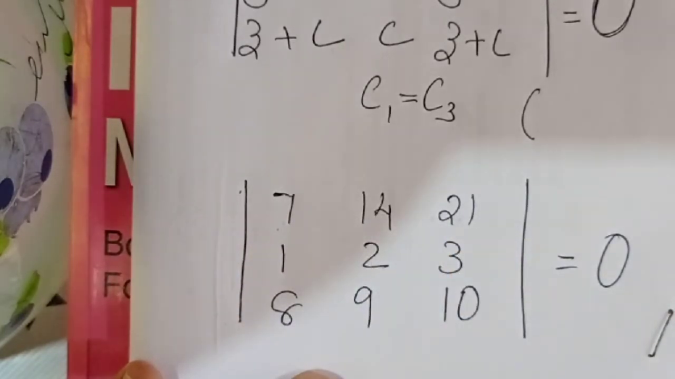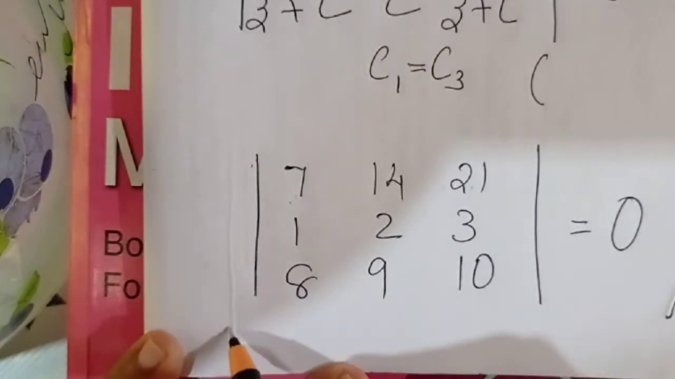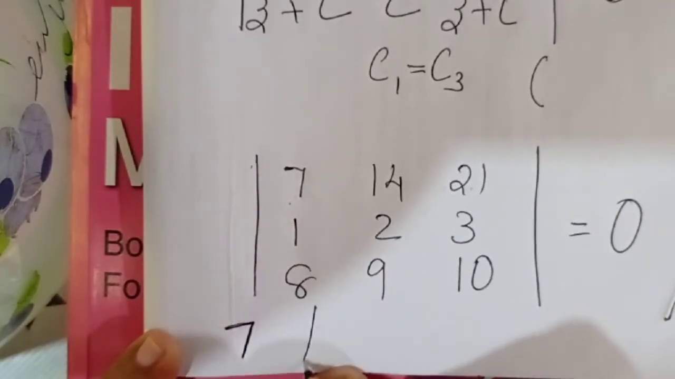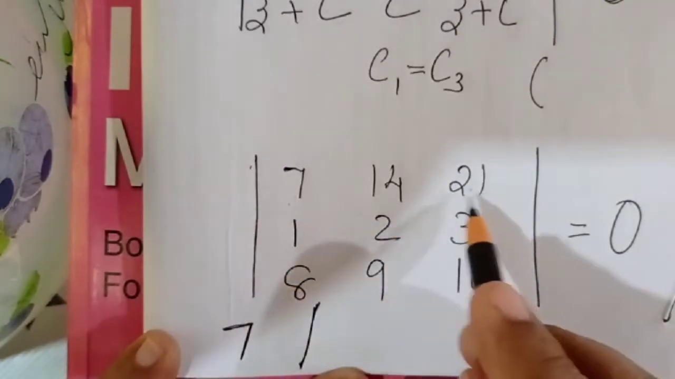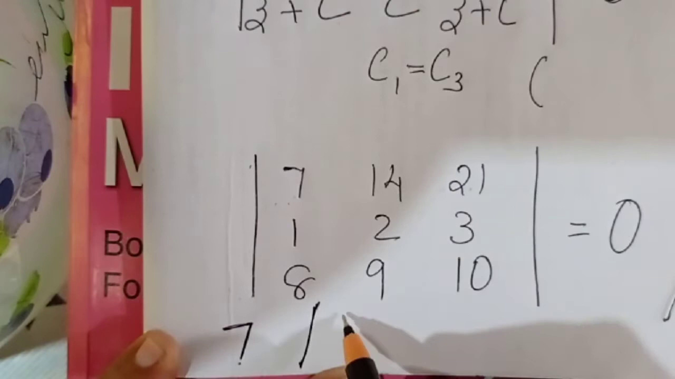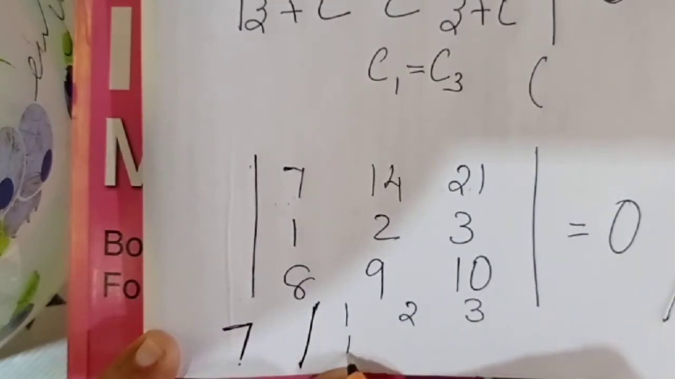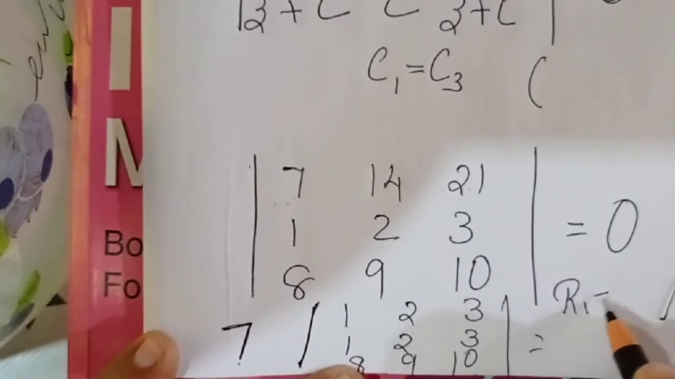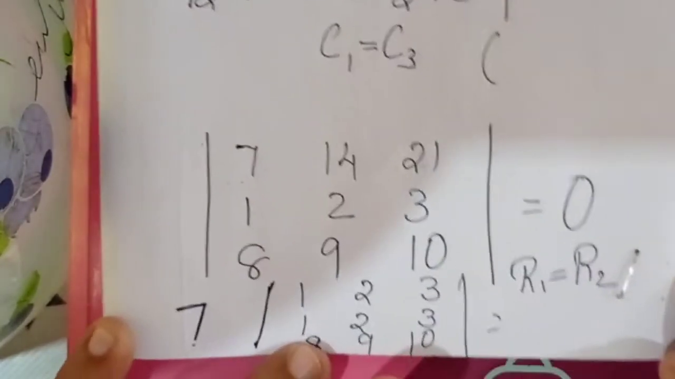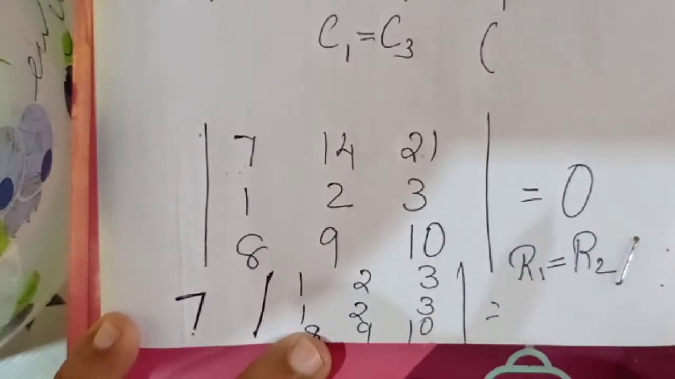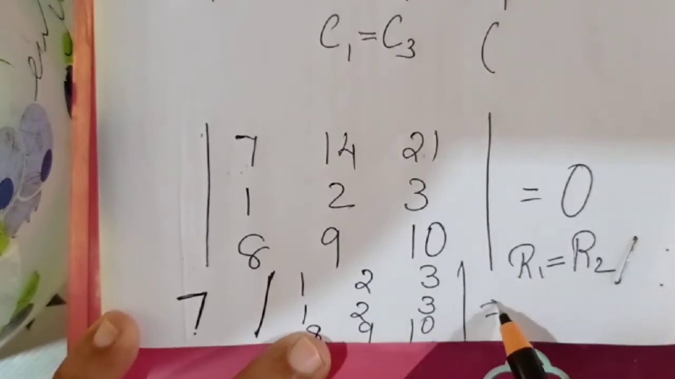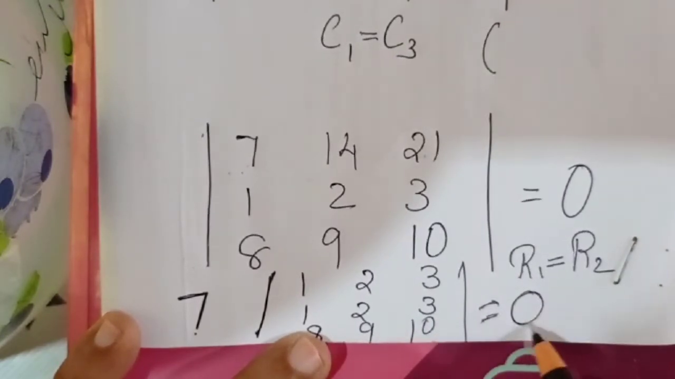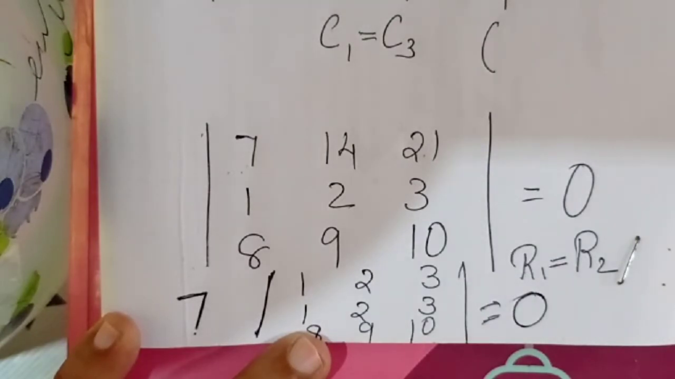7, 14, 21. Which is the common factor? 7 is the common factor. When you take 7 from that R1, we get 1, 2, 3. The second row is also 1, 2, 3, and then 8, 9, 10. Here, we can write R1 is equal to R2. R1 and R2 are same. If any two rows or any two columns are equal, identical, then the value is 0. Okay, write that question also.